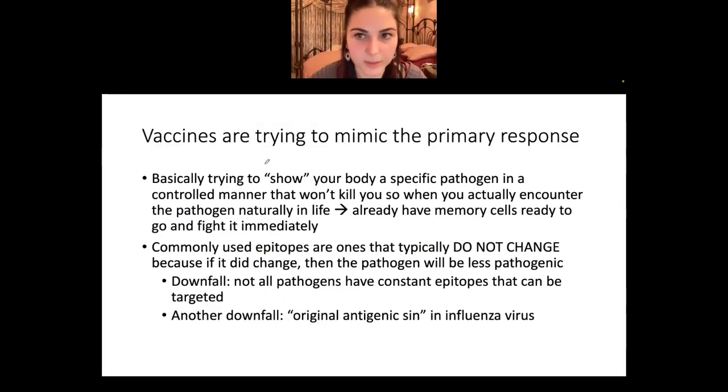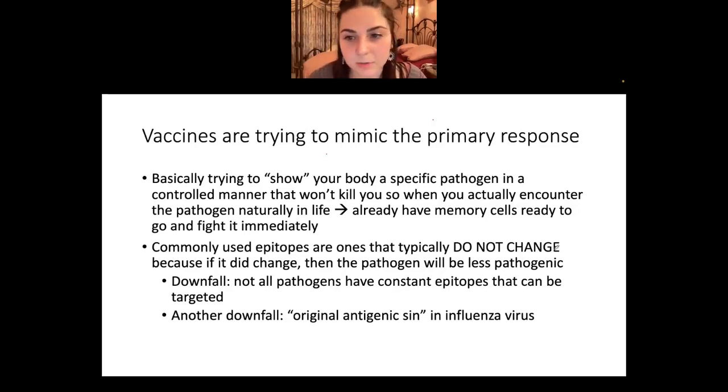Okay, so sorry, I hate putting a lot of words on the slide, but just to really hammer this home, vaccines are basically trying to show your body a specific pathogen, but in a controlled manner that won't kill you. So when you actually encounter the pathogen naturally later in life, you already have memory cells ready to fight it immediately. So commonly what happens with vaccines is you use epitopes that typically do not change, because if they did change, the pathogen would be less pathogenic.